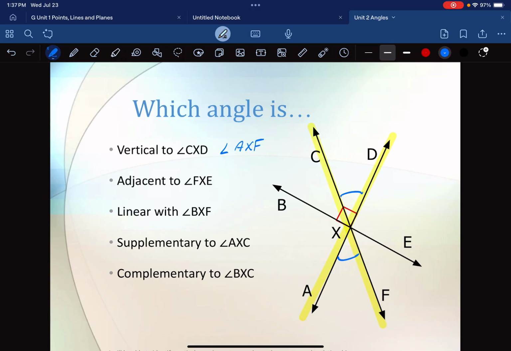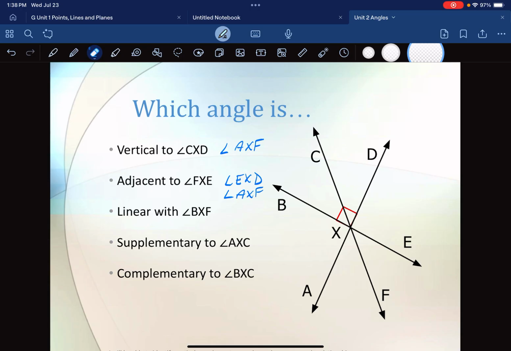Adjacent to FXE, well, there's really not just one answer for that, but FXE is an angle, and it has some next door neighbors. So the neighbor that is counterclockwise would be EXD, or the angle that is, so this is the one we're looking at. So we've got this one, which is counterclockwise, or this one, which is clockwise from there. So AXF, either one of those works for that.